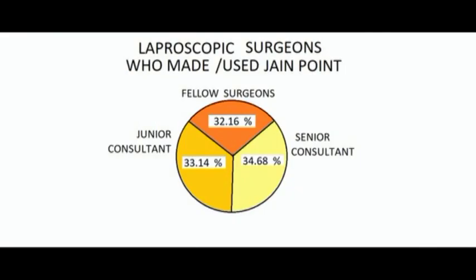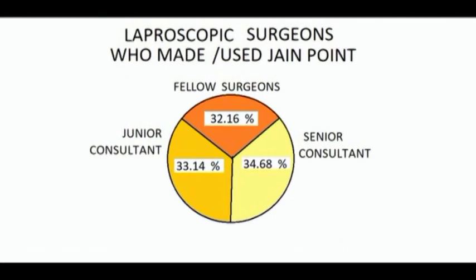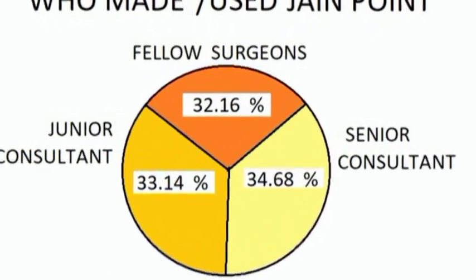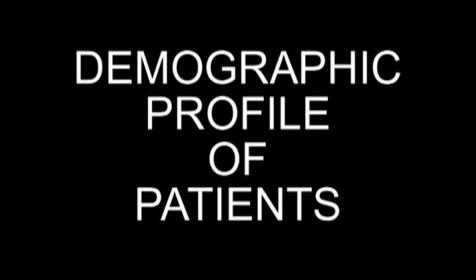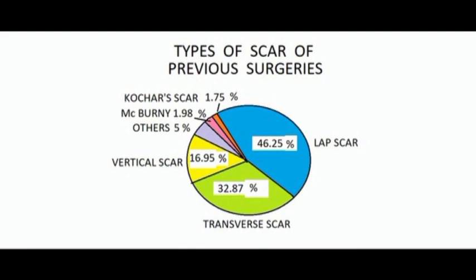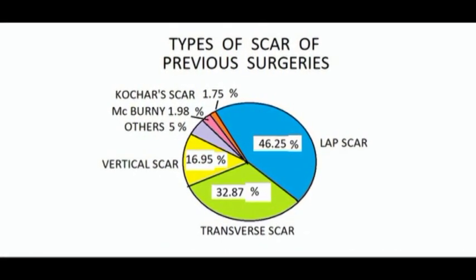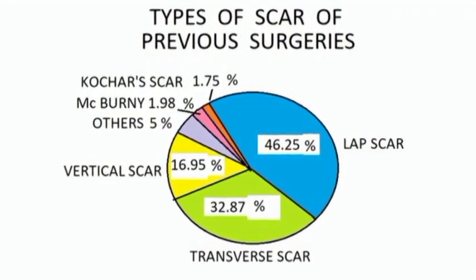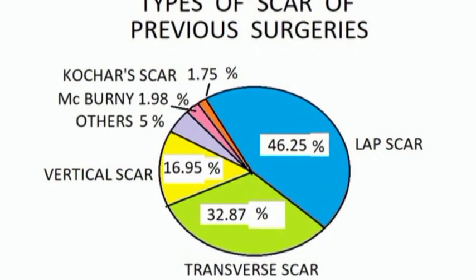The distribution of laparoscopic surgeons was as follows. 34.68% entries were made through Jain point by senior consultants, 33.14% by junior consultants, and 32.16% by fellow surgeons. The demographic profile of the patient, such as BMI, number of previous surgeries, type of scar, and indications of previous surgeries were taken into account. Distribution of patients according to type of scar of previous surgery were 32.87% transverse scar, 16.95% vertical scar, 1.98% McBurney's, 1.75% Kocher's scar, 46.25% lap scars, and 5% were other scars.